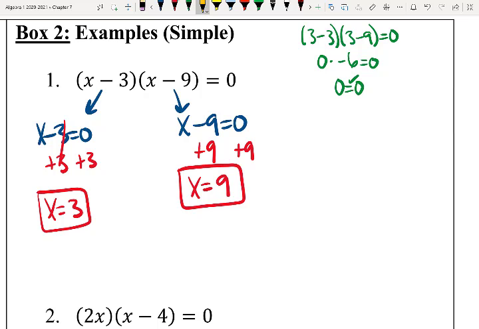If I plugged in 9, 9 minus 3 times 9 minus 9 equals 0, so I end up with 6 times 0, which of course is also 0. So we can see in this case, both of those are solutions. So it doesn't matter that we have more than one solution, it's still just our two solutions. Either of those two x values would make my equation true, because it would give me one of my two parentheses as a 0, which is what I need.